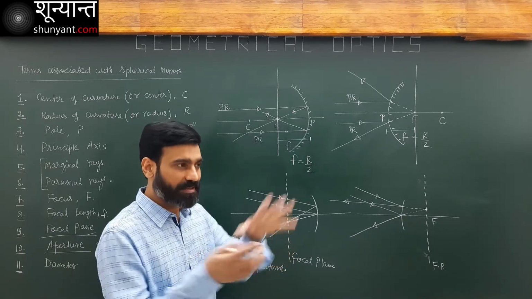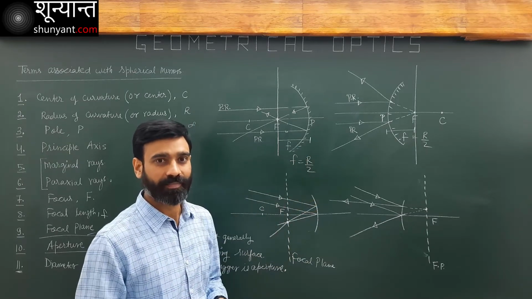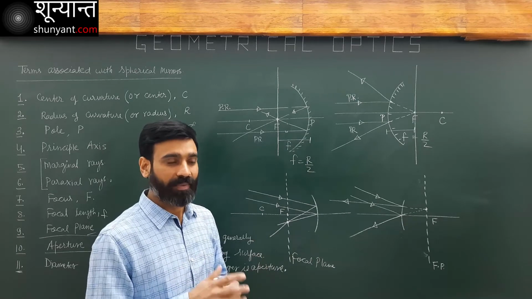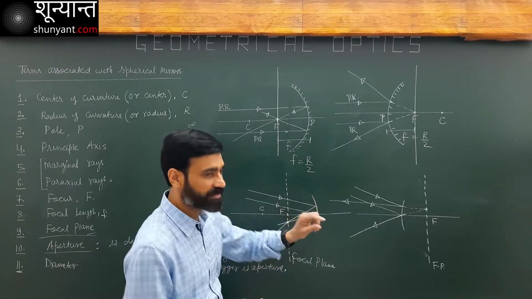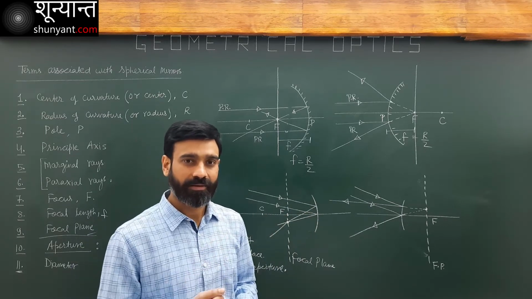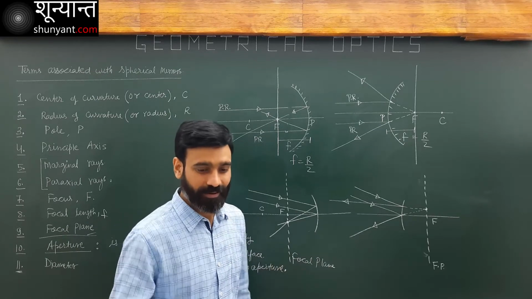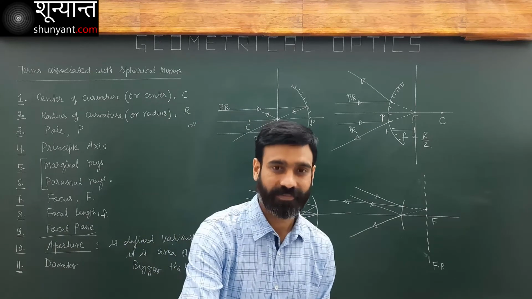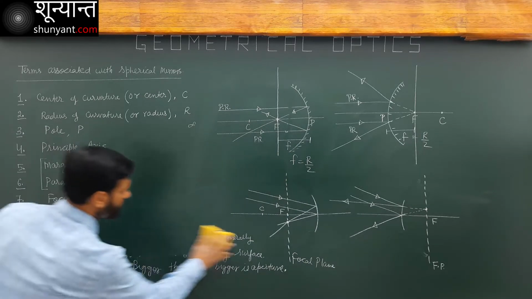Now, what is the importance of this? If the aperture is large, it will collect more light. My image will be brighter. Now, if this area is small, if the aperture is small, very small surface area, it will collect a small amount of light. Image will be dim. It will not be as bright. So that is the significance. Diameter. What is diameter?